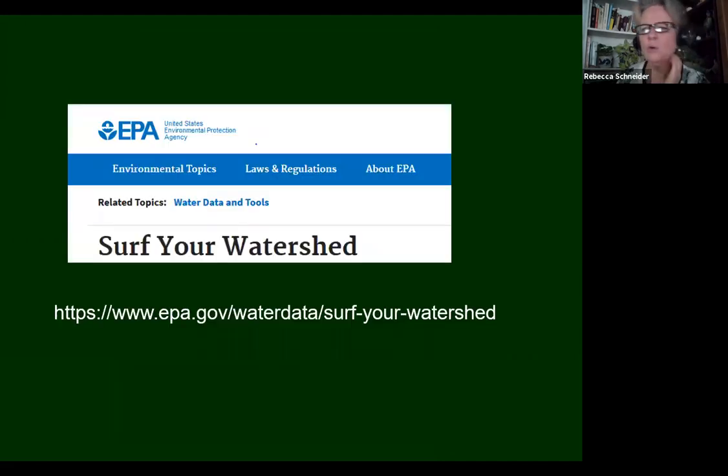So how do you know where the border of your watershed is? Where's the watershed divide? In the United States, EPA has put together a website called Surf Your Watershed. This is not in your packet. I just put this in today. It identifies watersheds all across the country of different sizes. They have a whole numbering system for small to large watersheds and give you lots of information about your watershed.